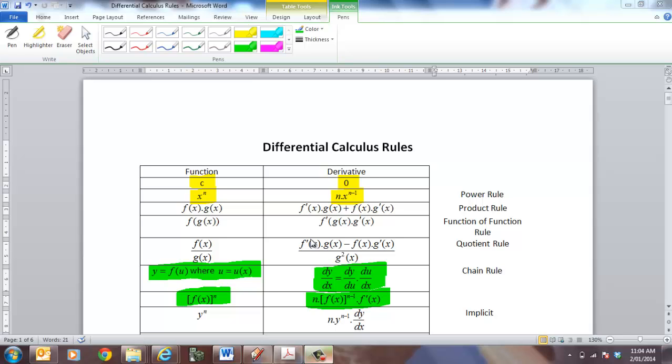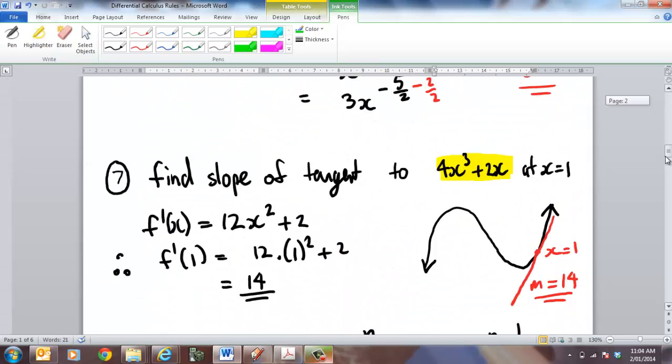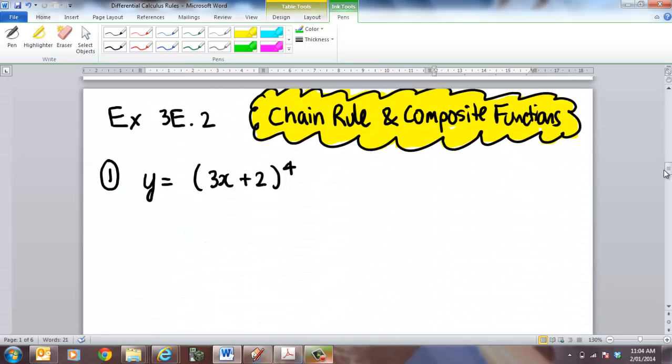Today we're going to be looking at the chain rule and what I call the function of a function rule over here. If you look on your sheet, that's these two here that we'll be looking at. So let's get into it. I'll go down and illustrate a couple of examples. You'll find these questions in exercise 3E2.